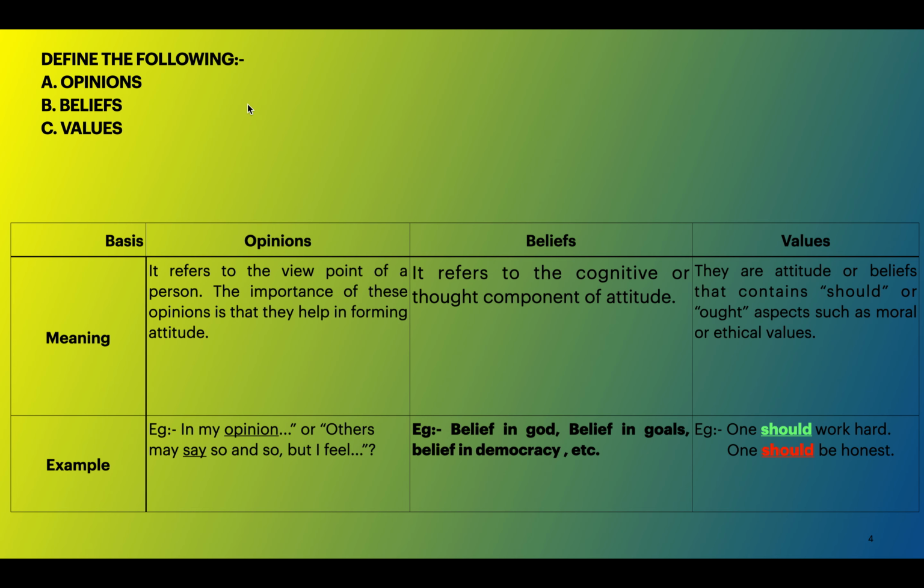Now, values are attitudes or beliefs that contain should or ought aspects, such as moral or ethical values. If I add should or ought to a belief, it equals values. It is as simple as that. If I say one should work hard, one should be honest, that is values.